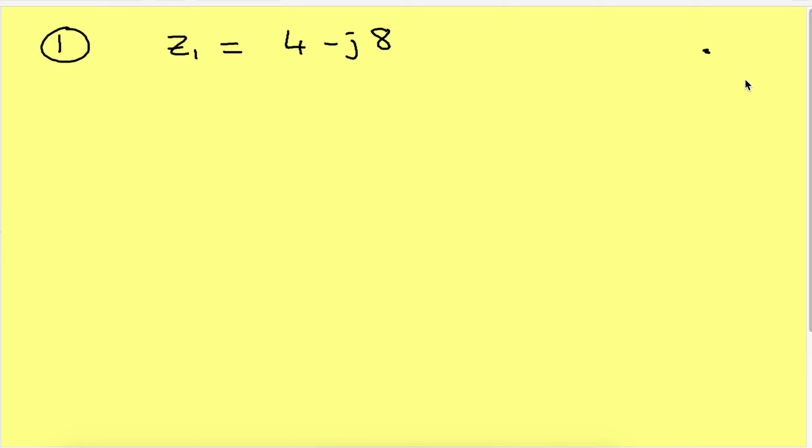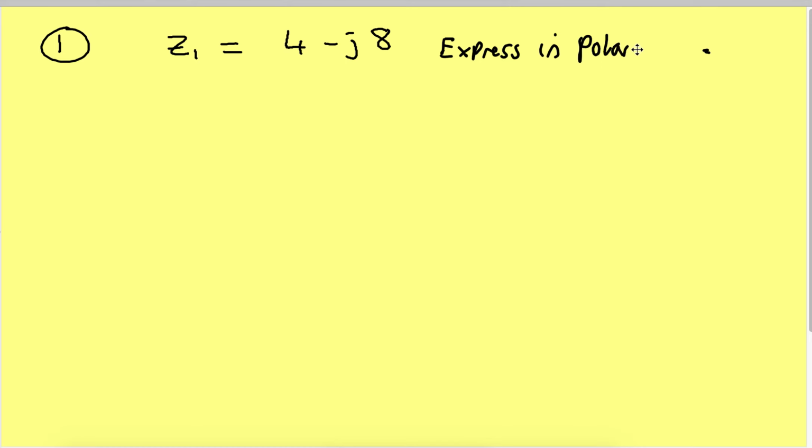numbers. I'm using a slightly different software this time, so hopefully it's all going to work out all right. So first question, and again this is from Engineering Maths 1. So we've got this, and we want to express in polar form.